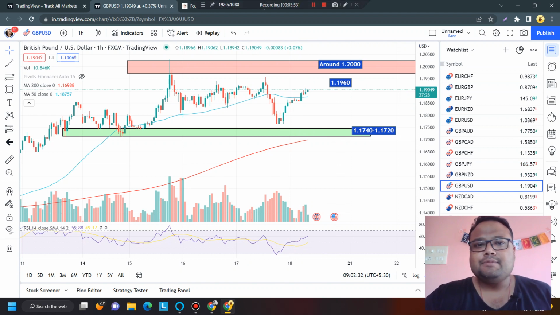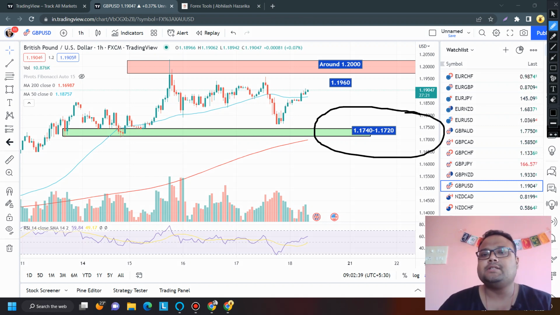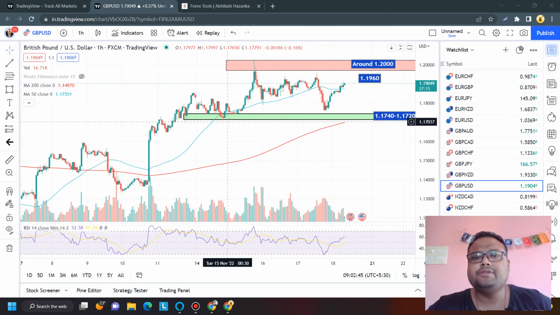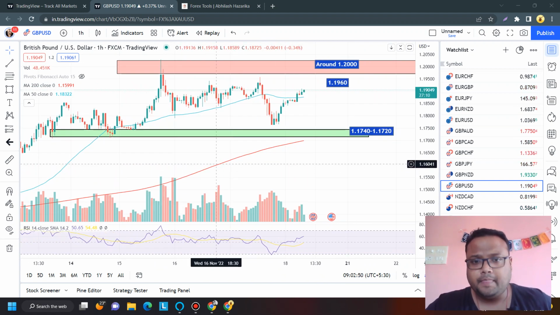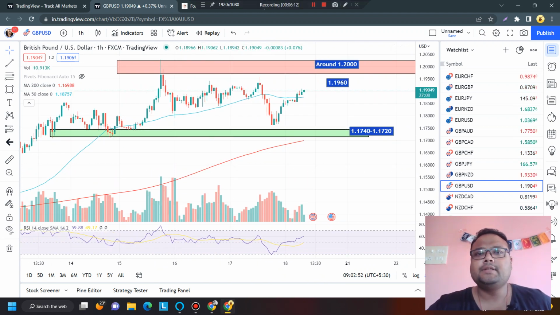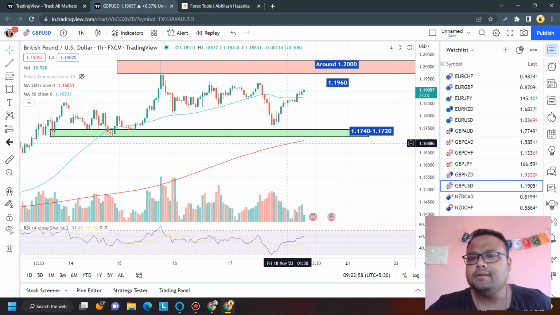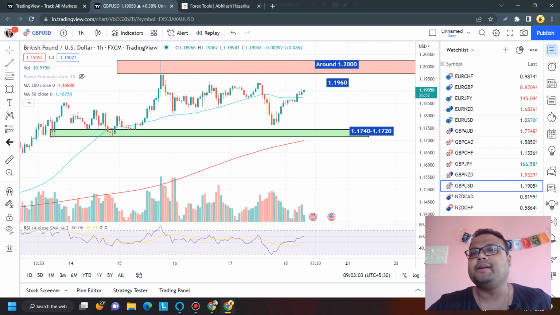And in case the market comes down, then we have 1.1740 to 1.1720 as the support for the market, because of previous price rejections. We also have the 200 moving average coming up. The red line is the 200 moving average, so we can hope that all the factors will bring some buying in this zone, and we can expect the market to bounce.